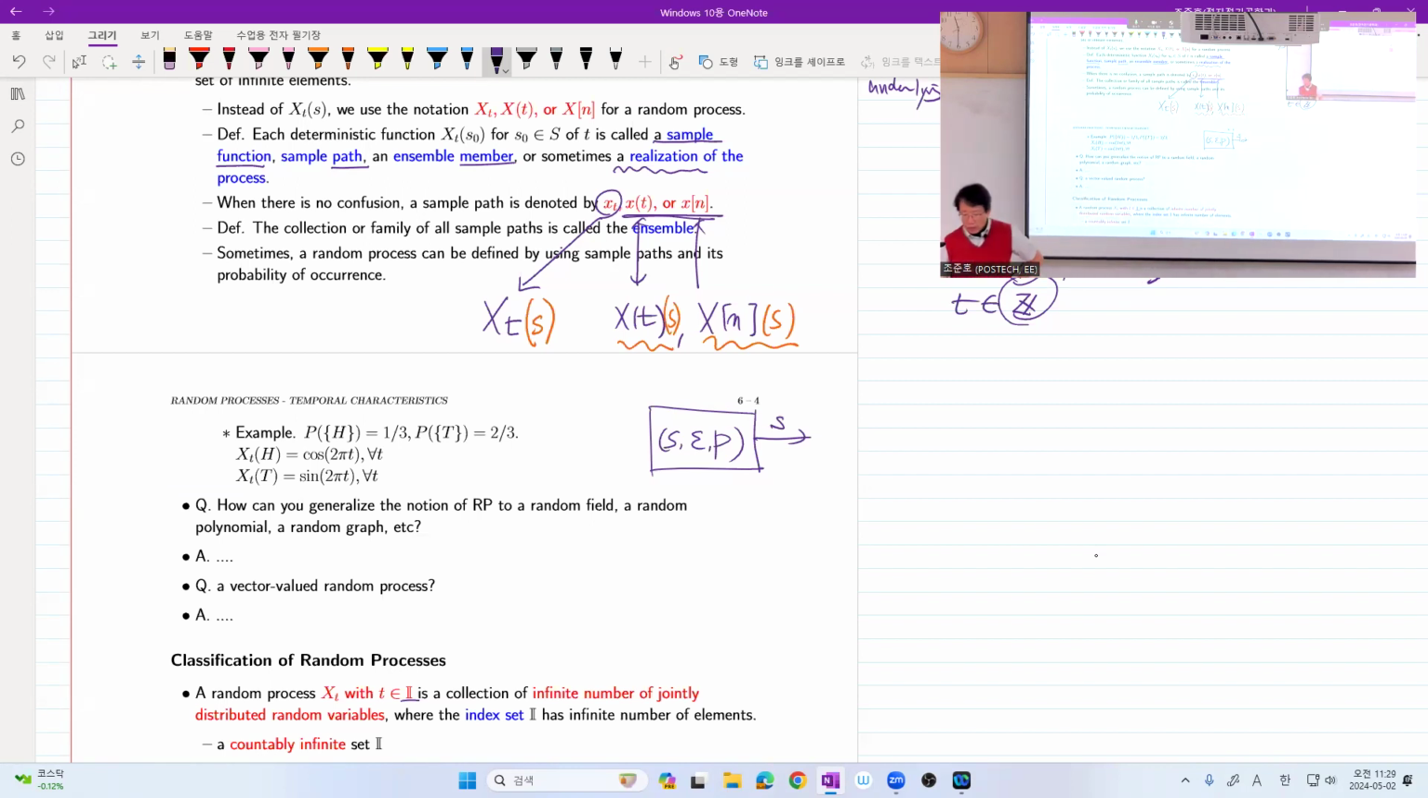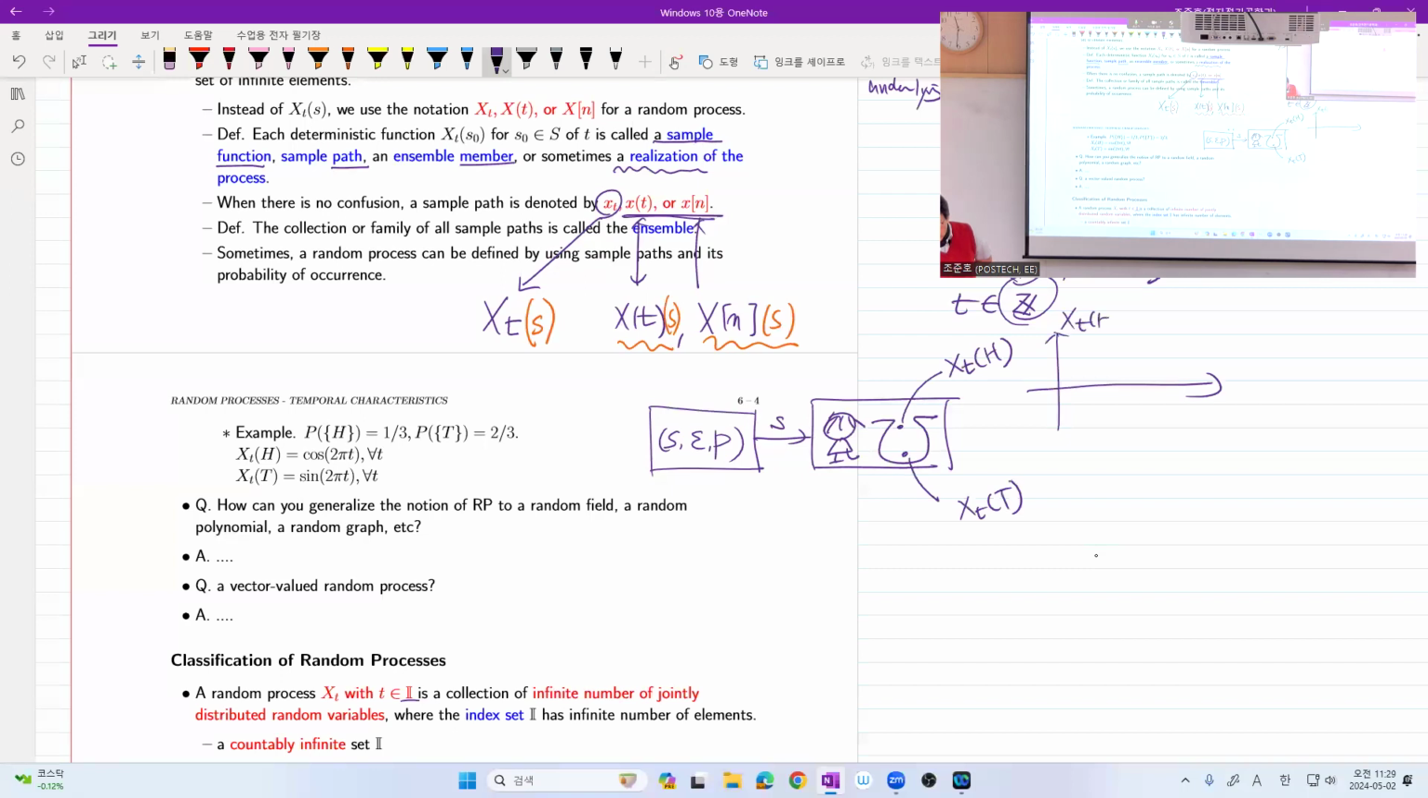And then you have a random process that is what? That is a mapping rule from the sample space to an ensemble of random sample paths. So here, we have how many time functions in this case? Only two. So in this bag, in this ensemble, we have only two signals. One is parameterized by H, and the other is parameterized by T, and this x of t of H as a function of t is cosine 2 pi t.